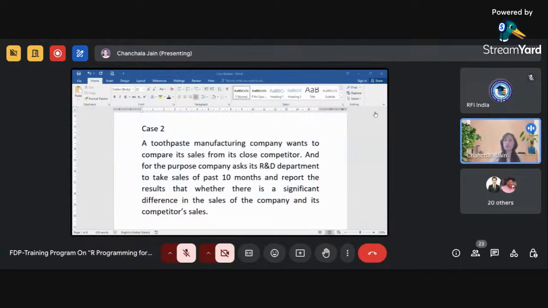In case of a paired sample t-test, if I am comparing my own performance, past and present, then it can be a case of dependent samples. But here I have the sales of my company and the sales of my competitor's company. So the dependent variable is sales and the independent variable is the type of company, maybe company A and company B. So there are two categories there. Is it clear?